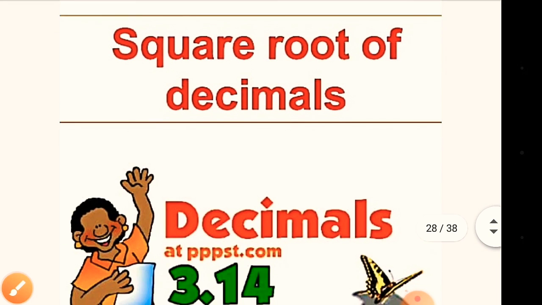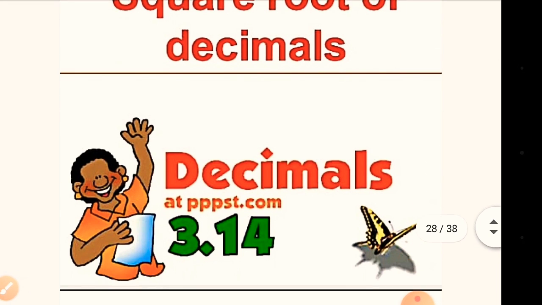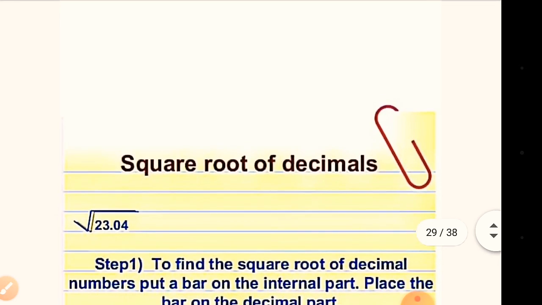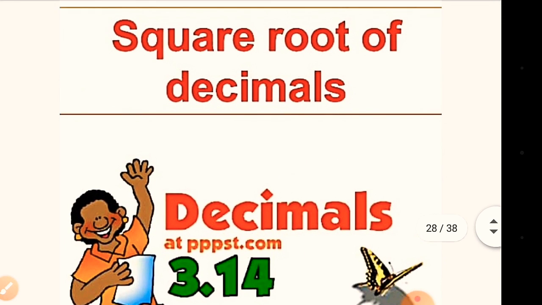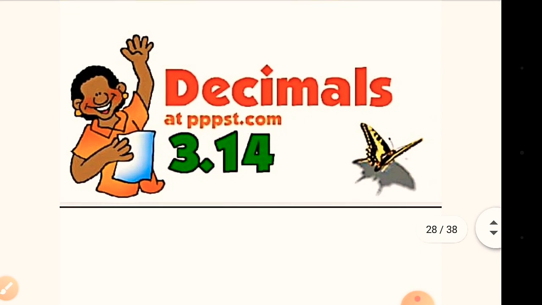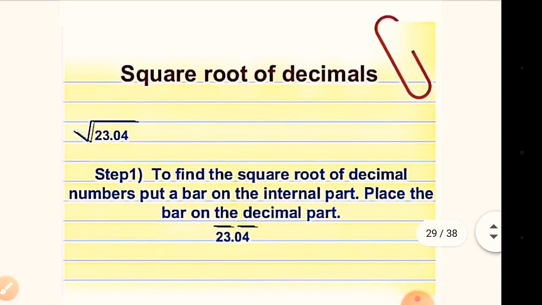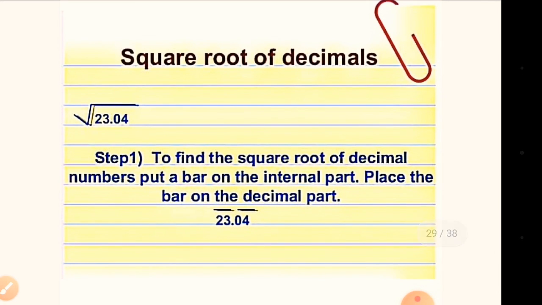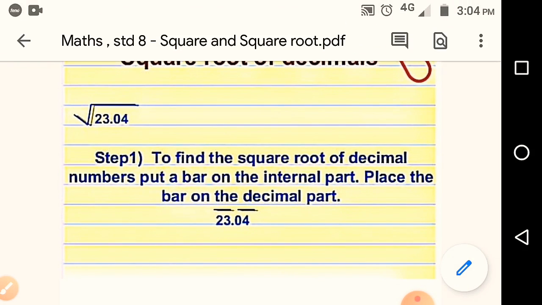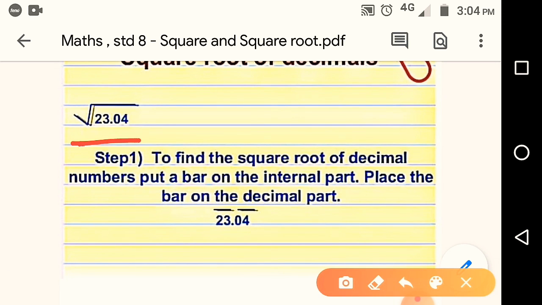Now, square root of decimal numbers. How to find out the square root of decimal numbers? Suppose this is one decimal number given, 23.04. We have to find out the square root, not the square.